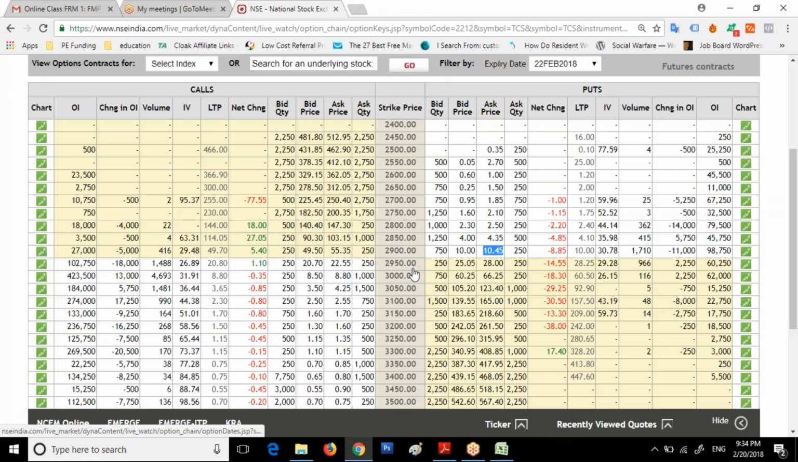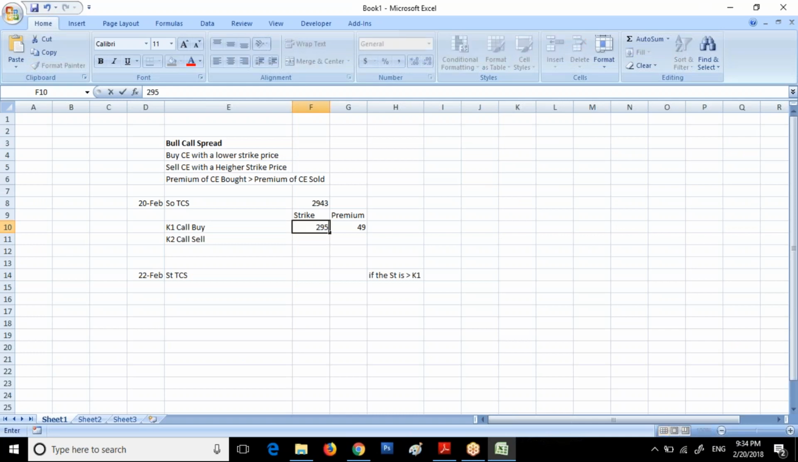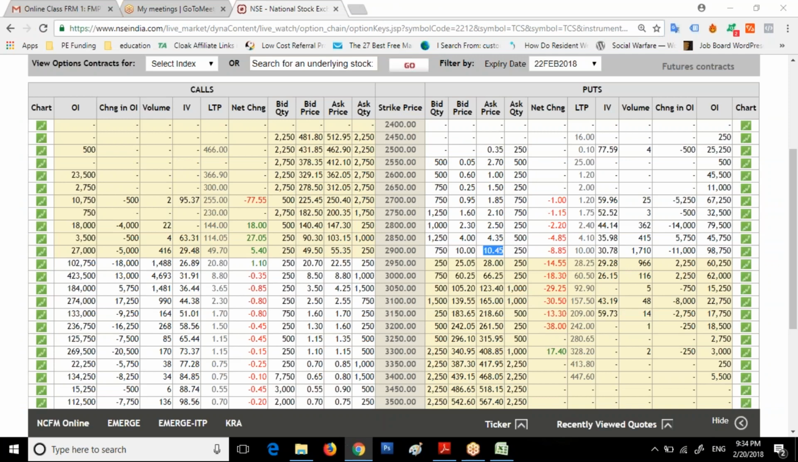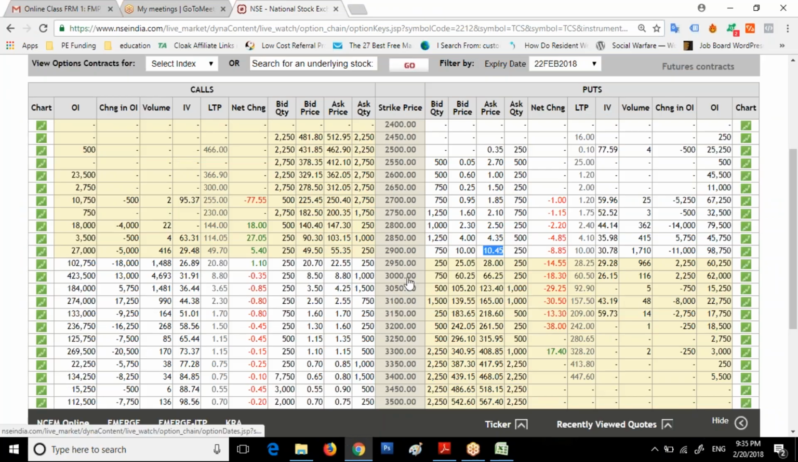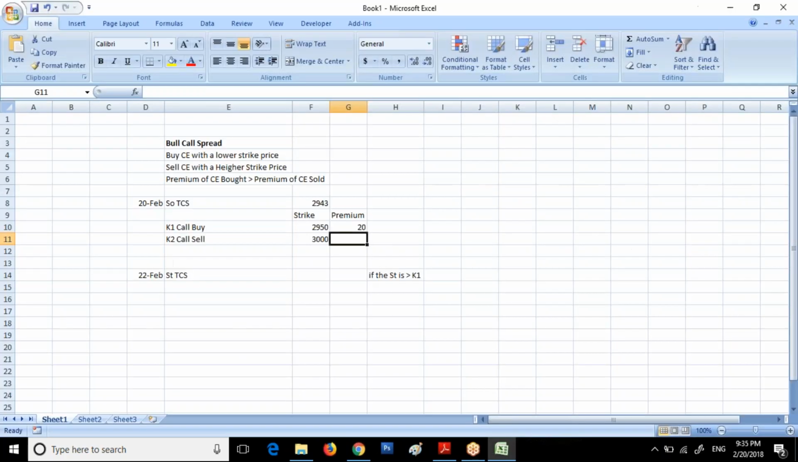And we are selling it for, let's take 2950, and the premium is 20.80, keep it 20. And let's say take 3000 strike price and the premium here is 8 rupees 80 paisa, so let's keep it 8 rupees. This is on 22nd of February.